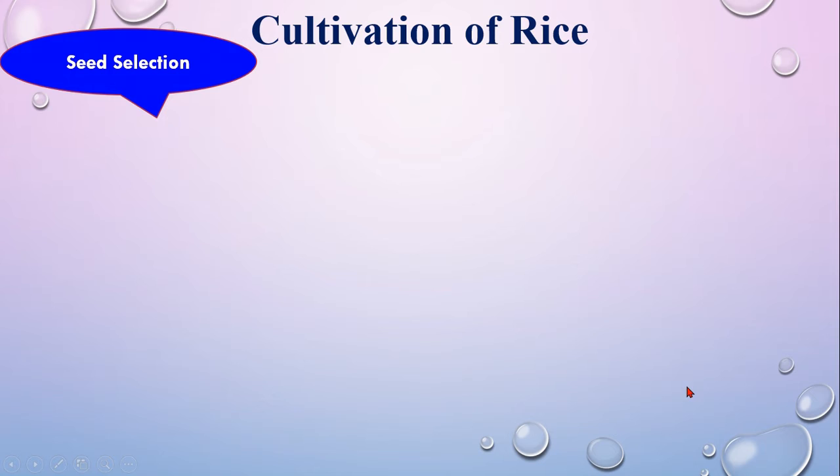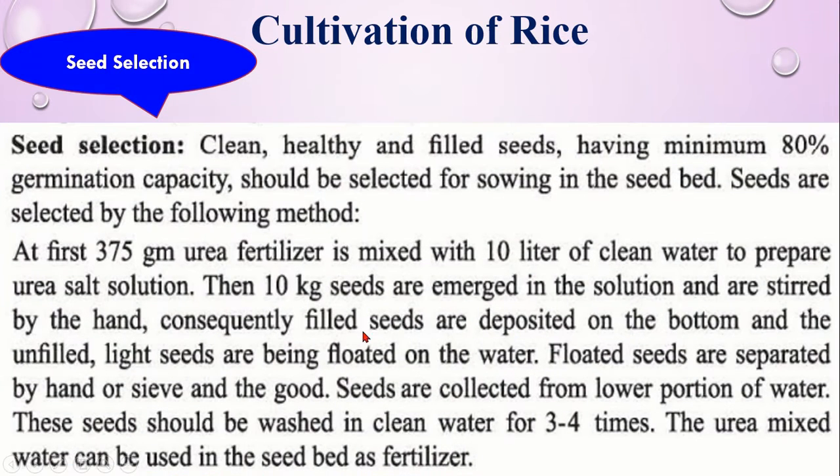Next point is seed selection. Here you see this is your text copy cutting. You can get it on page 108. What type of seed should you select? You should select a clean, healthy, and filled seed which has minimum 80% germination capacity.